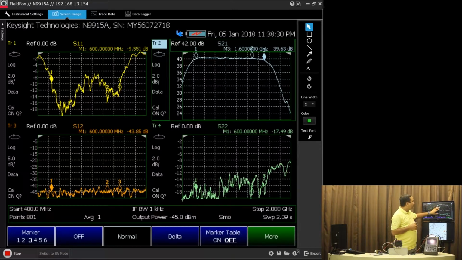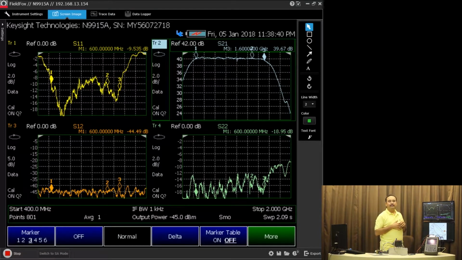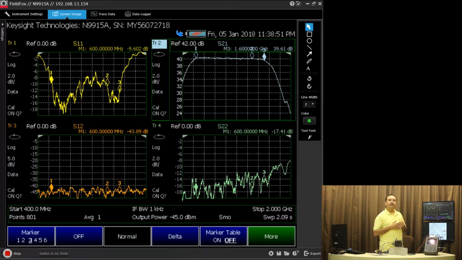The third thing is the S21. Have a look at the very nice gain flatness. It is within 0.5 dB, which is really, really good. So it has a very flat 40 dB gain all the way from 600 MHz up to 1600 MHz with plus minus 0.5 dB variation only, which is really good.